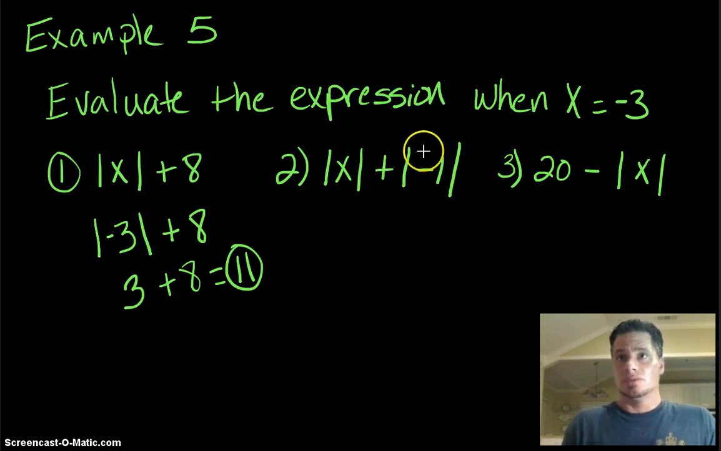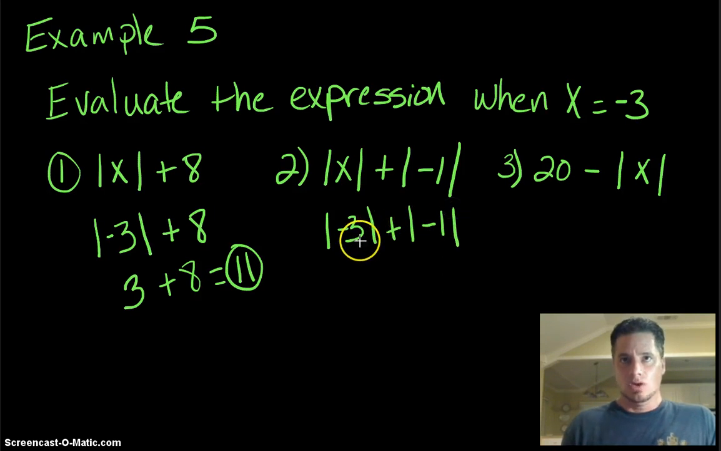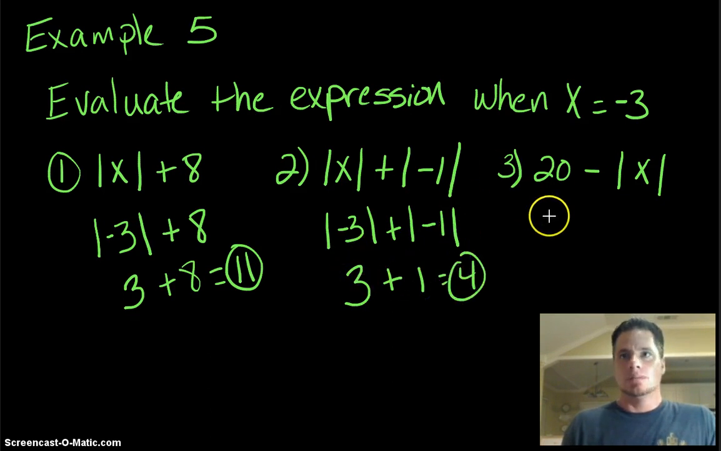Okay, let's substitute -3 for x. So I have the absolute value of -3 plus the absolute value of -1. Well, what's the distance from 0 to -3? Well, it's 3. What's the distance of -1 from 0? Well, it's just 1. 3 plus 1 is equal to 4. Okay, pretty simple, huh? Look at the next one.